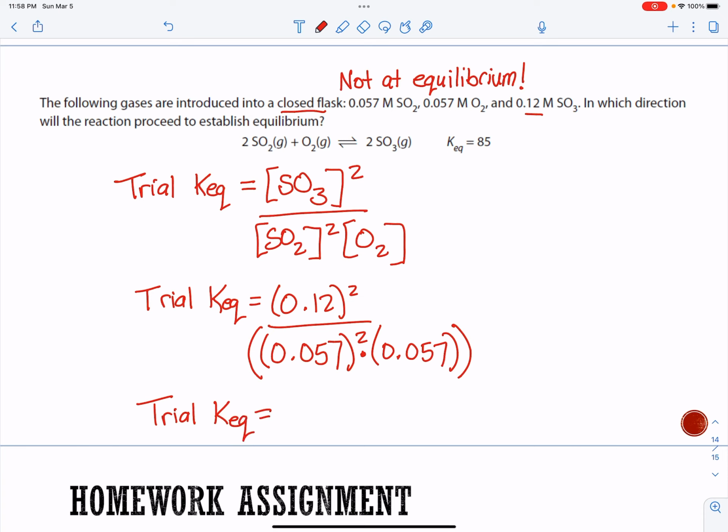Trial KEQ is equal to 77.76. Okay, it's a few too many sig figs. Trial KEQ 78 is good right there. Now, what we want to do is compare that value to the actual KEQ. You'll notice that 78 is less than 85. So my trial KEQ is less than KEQ. So I'm thinking back. The only way to make that trial KEQ bigger so that it matches the KEQ is we need to make more products and less reactants.